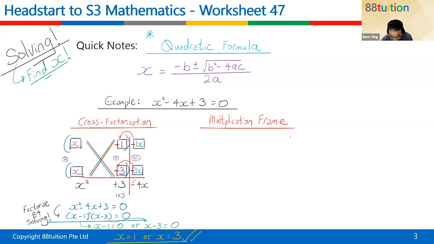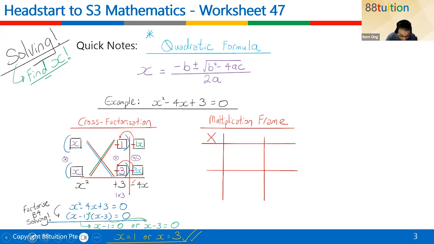Personally I like the cross-factorization because that's how I learned it last time. So I'm still the old school one. So down here, the multiplication frame, you need to draw something like that. And you're supposed to juggle and balance. So down here is always a multiplication. That's why it's called a multiplication frame.